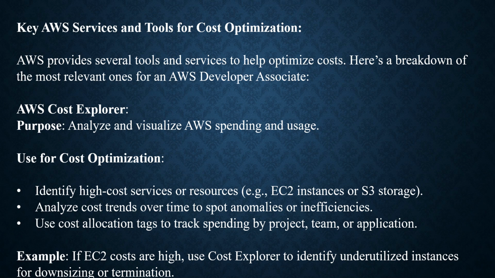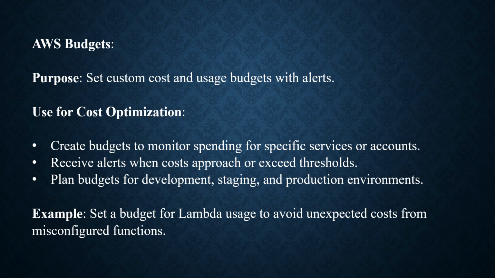The AWS Cost Explorer mainly analyzes the cost by service, region, or tag. It is used to identify high-cost resources. It enables cost allocation tags to track cost by application or environment. Next, we'll go with AWS Budgets. It sets custom cost budgets and sends alerts when cost exceeds thresholds, useful for monitoring Lambda, S3, or API Gateway usage. For example, set a budget for Lambda usage to avoid unexpected costs from misconfigured functions.